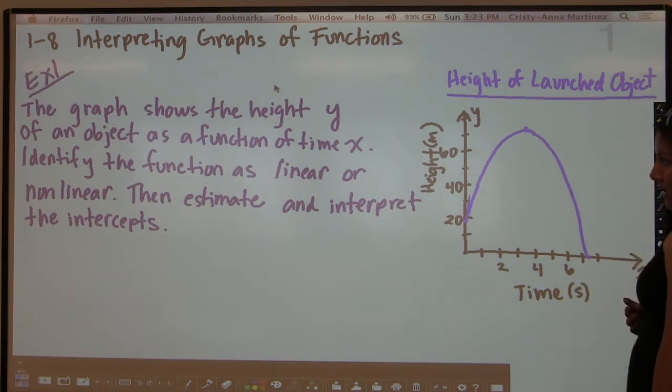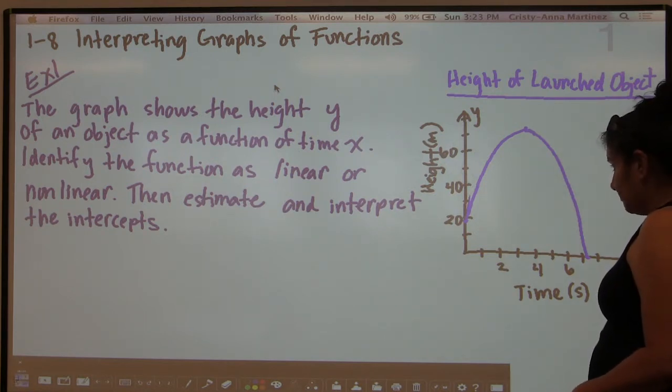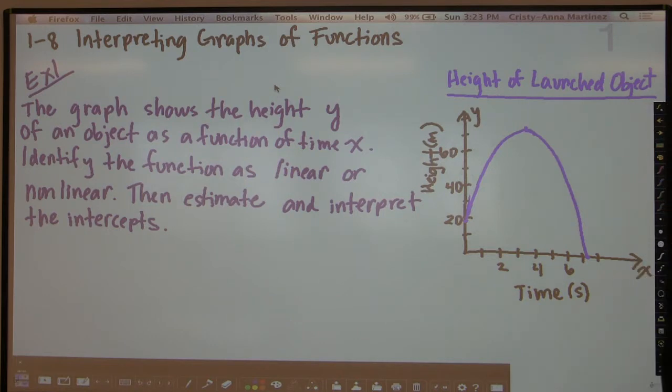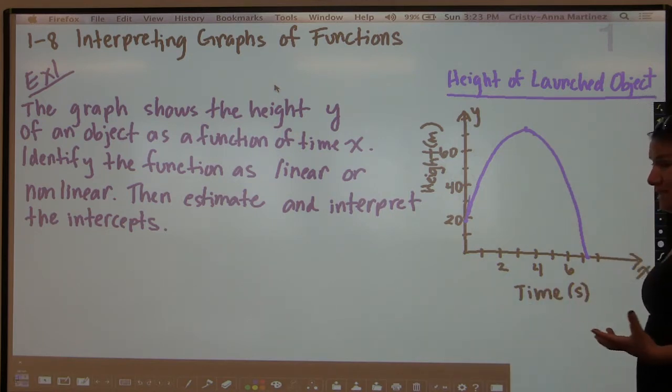So here in example 1, the graph shows the height y of an object as a function of time x. Identify the function as linear or nonlinear, and then estimate and interpret the intercepts. First of all, is the function linear or nonlinear? Linear means that it looks like a line.